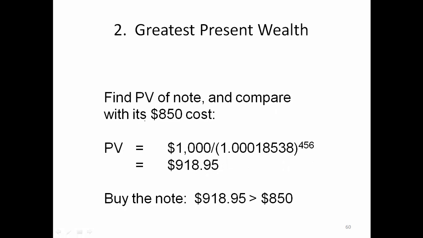Or we can say, what if we look at the note offer and see what is the present value of this? If we know we will get $1,000 in 456 days, and we are using the daily interest rate offered by the bank to discount this $1,000 promised by the note, then we understand the present value of this note opportunity is $918. Since we only need to pay $850 to buy this note, which has a present value of $918, that means we are getting a good deal. So let's pay $850 and buy the note.